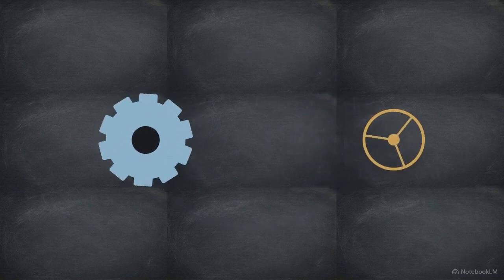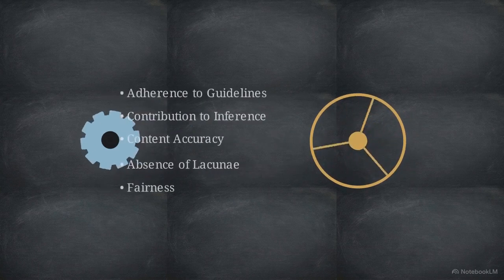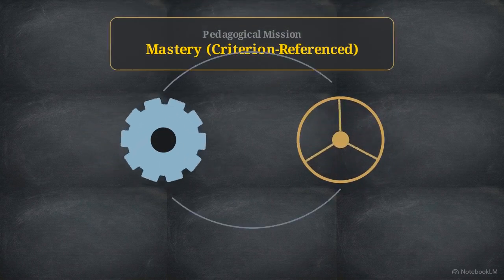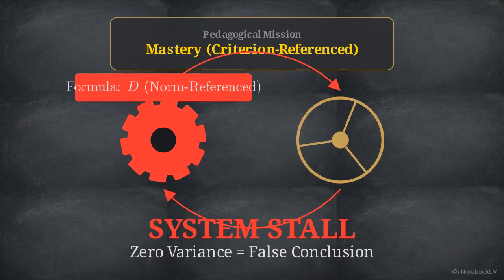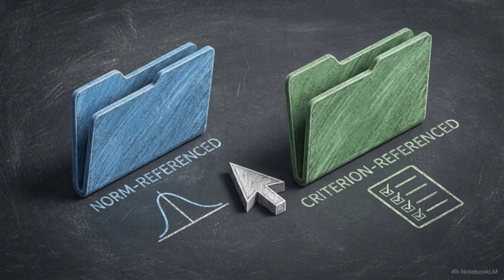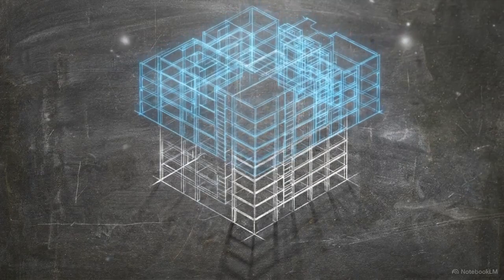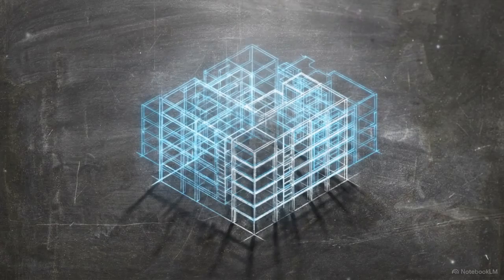Empirical metrics act as the gears, locating the structural weaknesses in the data, while qualitative human review acts as the steering, recalibrating the instrument. But the entire system collapses if you choose the wrong metric. Mismatching the pedagogical mission with the mathematical equation guarantees a false conclusion. Educators have to explicitly decide whether they are measuring comparative rank or absolute mastery, and lock in the corresponding mathematical tool before the exam is ever administered. The ultimate responsibility lies in ensuring that the architecture of the test accurately mirrors the architecture of the curriculum.